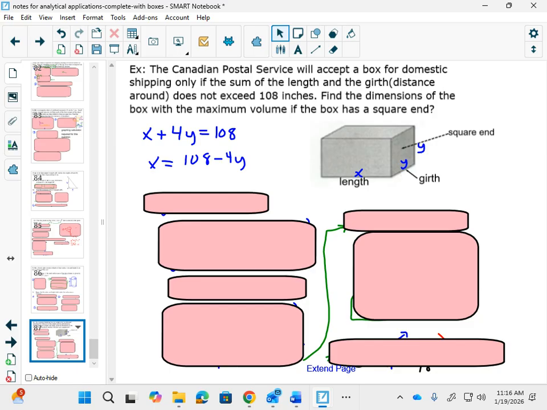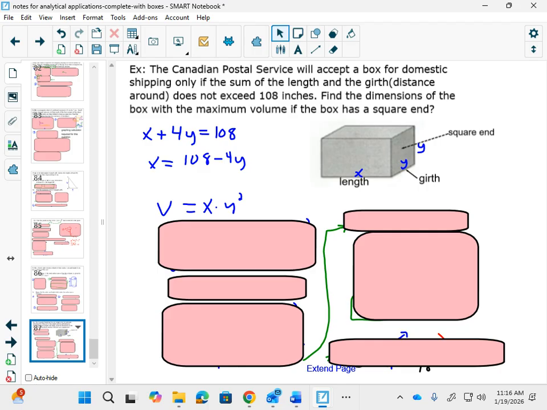So basically what they're saying they could do with their packages, they take a measuring tape, like one of those plastic measuring tapes, not like a cloth kind of thing. Wrap it around, see what that measurement is, see what the length is, and then as long as it's less than 108, you're fine. We want a maximum volume.